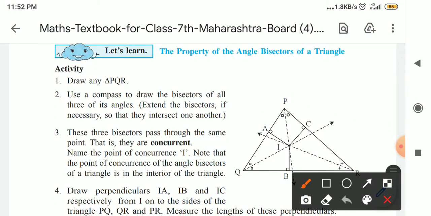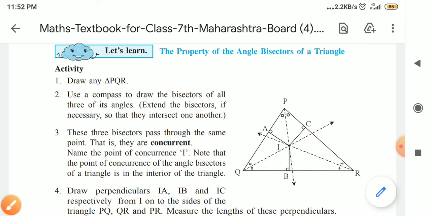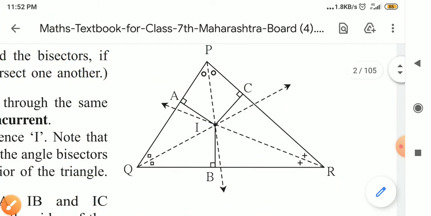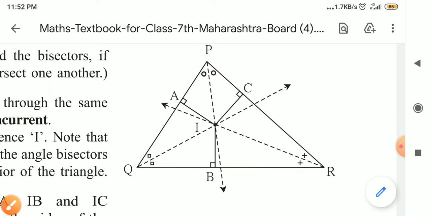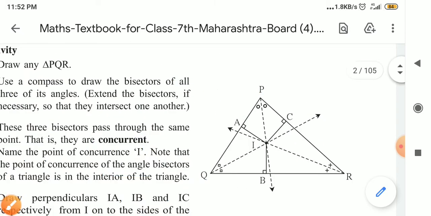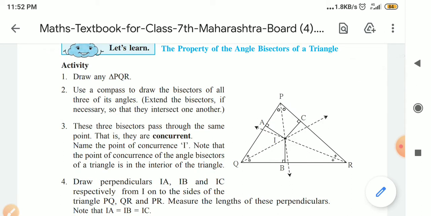the property of the angle bisector of a triangle, and inside it you have to draw the triangle. I told you to draw the triangle and draw the angle bisectors for that triangle, okay, and then you will get the point where all these angle bisectors pass through a single point, and that point is called a point of concurrence. These lines are concurrent lines.